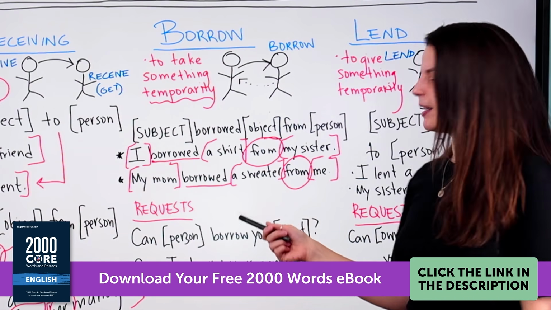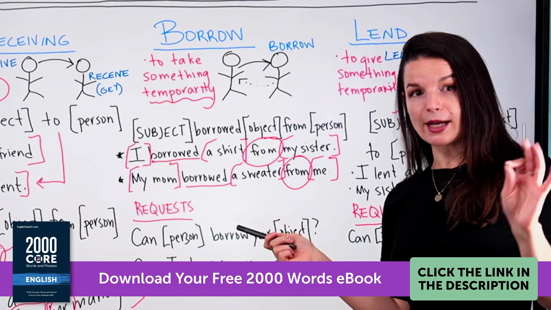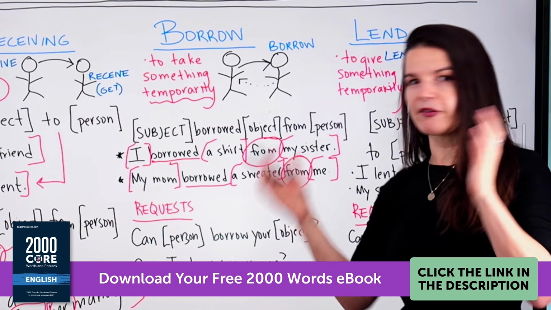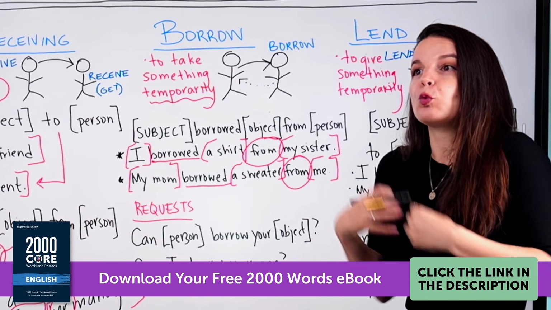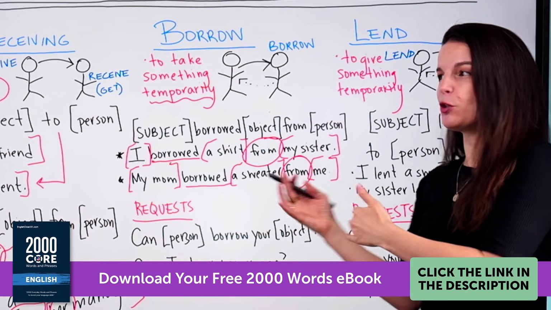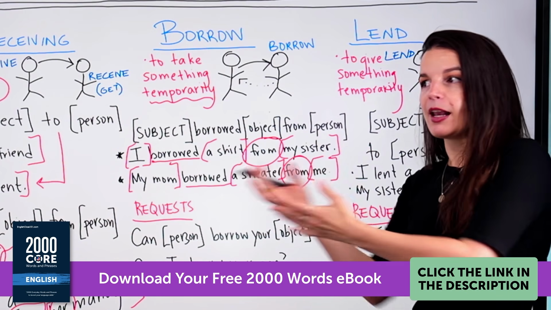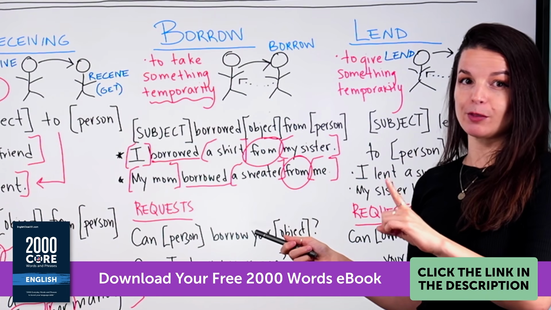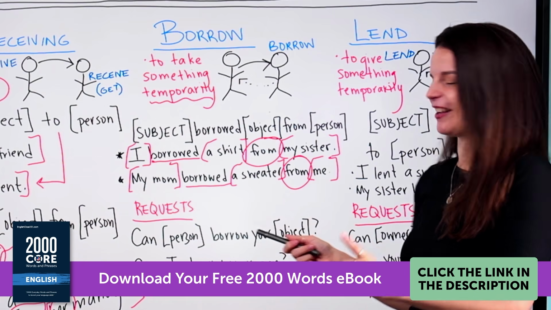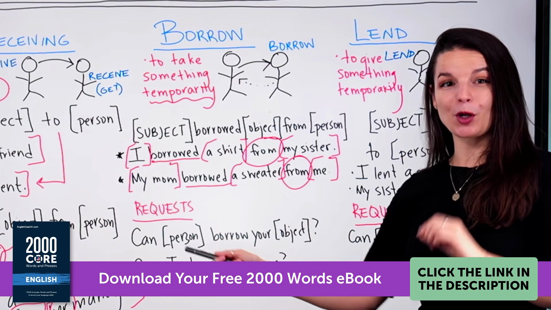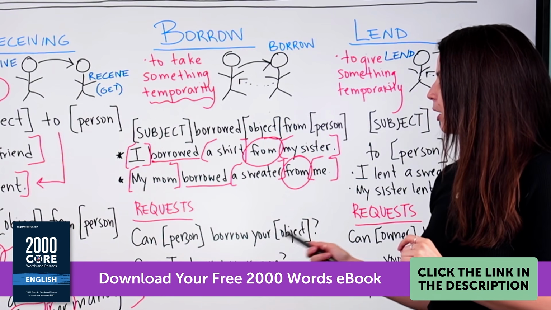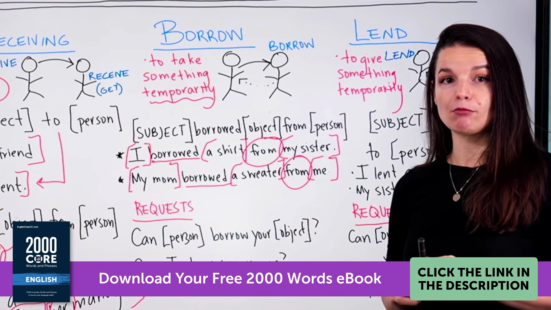Let's compare this to the requests section because I think this part is where it gets a little difficult, yeah? How do you request this? How do you ask someone, can I use that temporarily, right? This is where I see most mistakes, so let's practice this one a lot, okay? Let's practice this request pattern. Can person borrow your object?